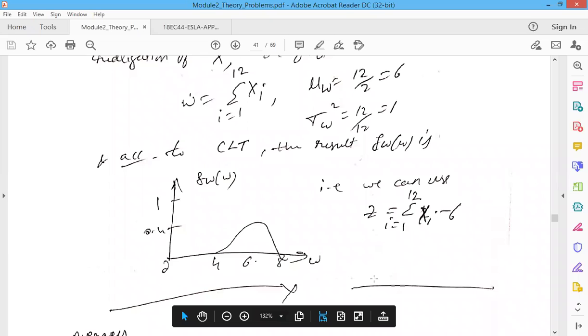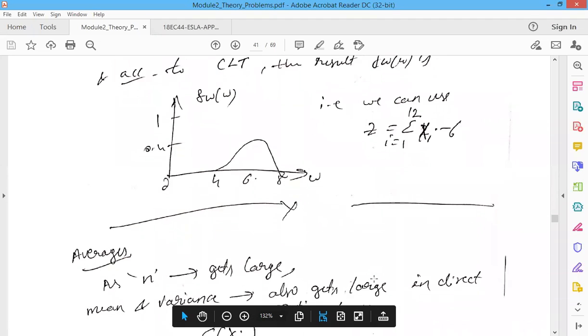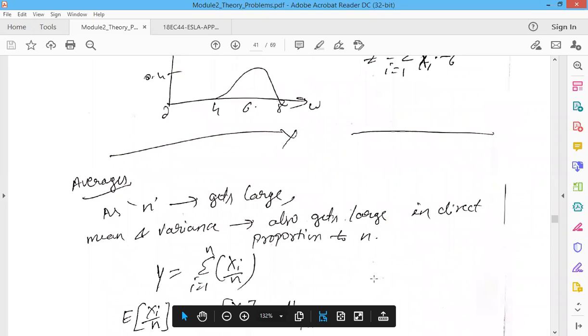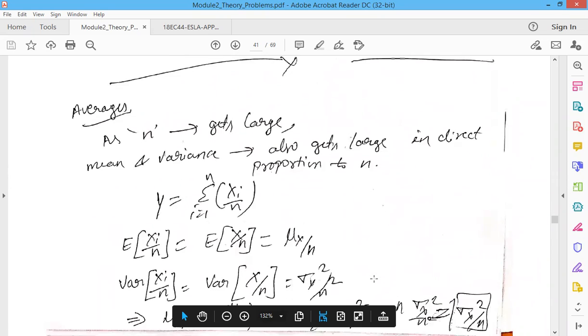So this is one example that you will usually get in the test or the exam. So you just go through the derivation and convolutions, and try to remember the equations as much as possible. And the next topic is average.